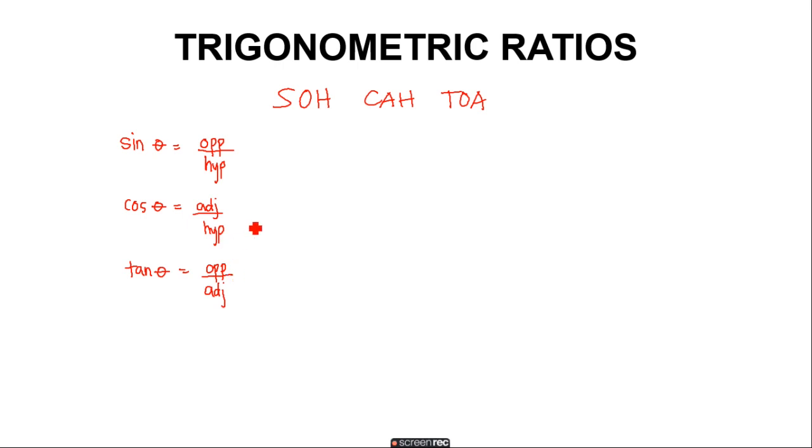Following the SOHCAHTOA, we also have our reciprocal trigonometric ratios. We have cosecant theta, so just get the reciprocal of sine: that will be hypotenuse over opposite. And we have secant theta, that will be hypotenuse over adjacent. And we have cotangent theta equals adjacent over opposite. Alright, so always remember these trigonometric ratios.